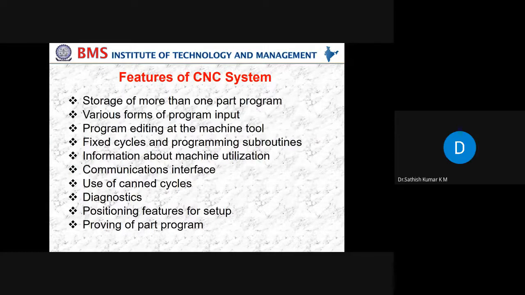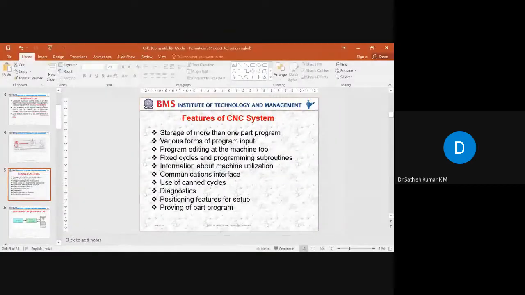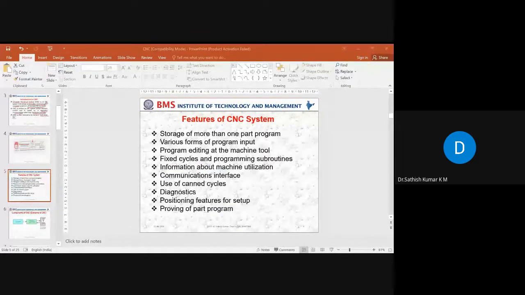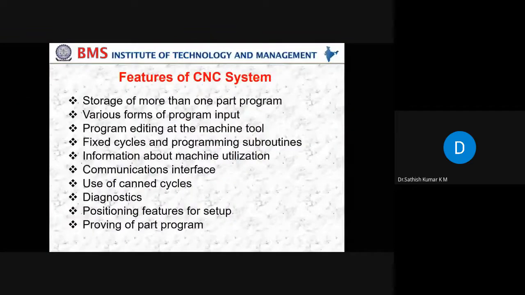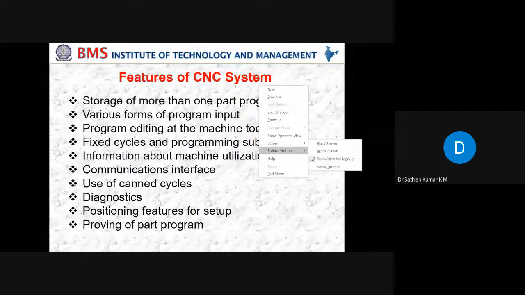Now, what are the different features of a CNC system? Because it's very important, it might be asked for some 4 to 6 marks. Now, what are the features? If you can observe, the first is storage of more than one part program. That is very, very important. What does it mean?